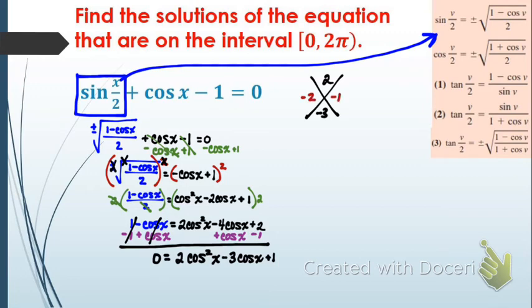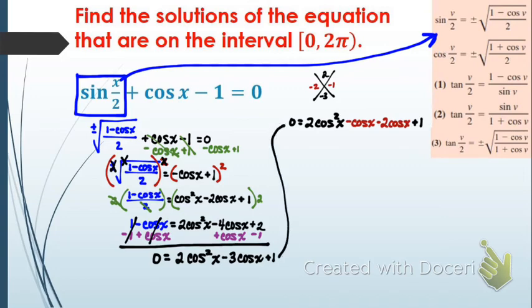I like to use factoring by grouping. If you like doing an area model, a box, that is fine with me. So I'm going to have 0 equals 2 cosine squared x minus cosine x minus 2 cosine x plus 1. I'm going to make my groups.